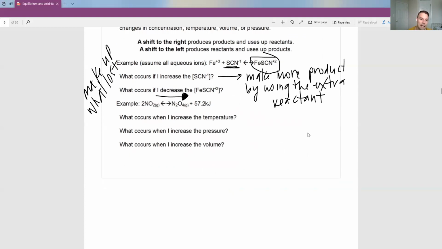Okay, and then the last one, 2 moles of nitrogen dioxide is in equilibrium with dinitrogen tetroxide and 57.2 kilojoules. So I'm adding kilojoules here. So what happens if I increase the temperature? If I increase the temperature, what happens is I now have more product, okay? So this temperature, so energy, whatever, if I increase the temperature, I'm going to have more of the product. I want to shift to the left to use up the extra energy.